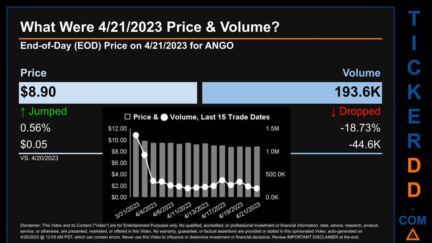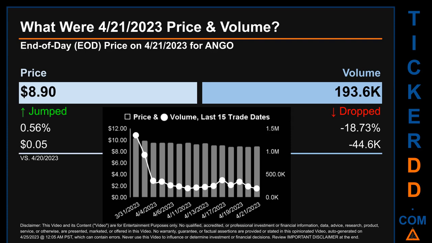What was end-of-day price and volume for ANGO? On Friday, April 21, 2023, ANGO had an end-of-day price of $8.90 and volume of about 193.6 thousand. Compared to the previous trading day, the price jumped 0.56%, gaining 5 cents, while volume dropped 18.73%, decreasing about 44.6 thousand. The graph shows price and volume for the last 15 trade dates.